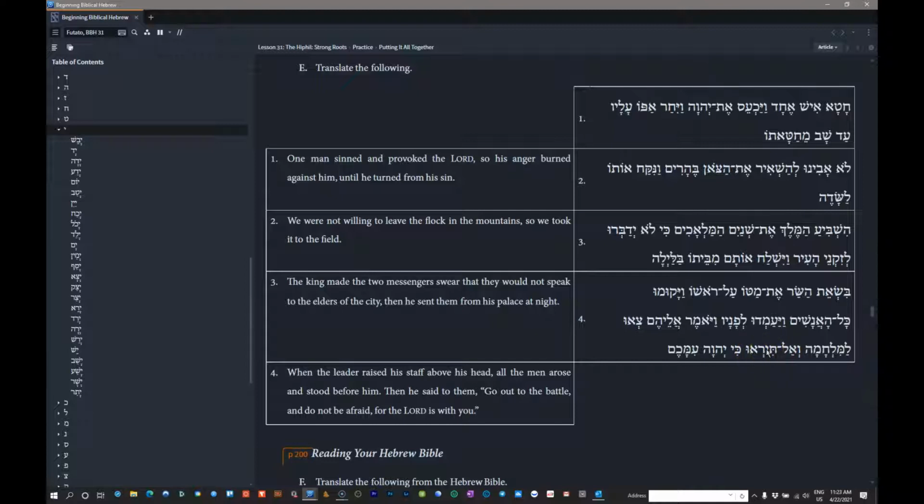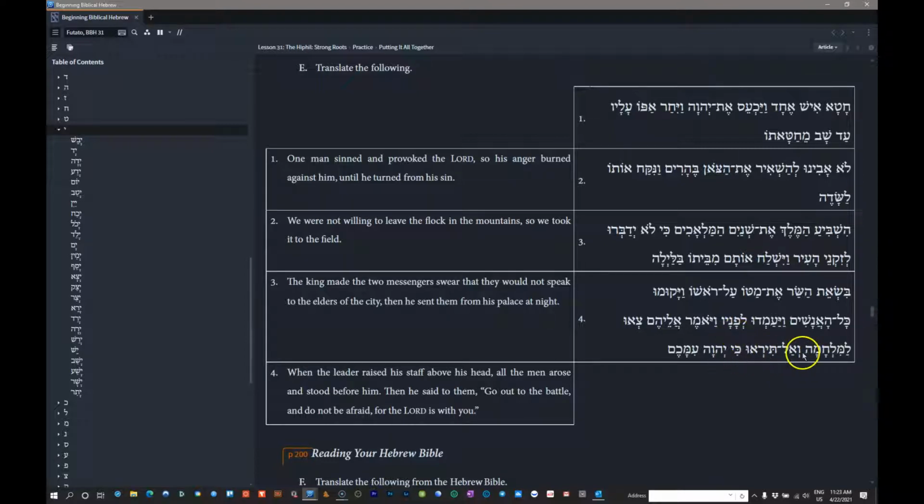But remember, Hebrew does not issue a prohibition by negating the imperative. It issues a prohibition by negating the imperfect. So even though you could translate this literally as you will not be afraid, it has the force of an imperative, as a command. You will not be afraid. Do not be afraid. So he's saying, go out to the battle and do not be afraid.